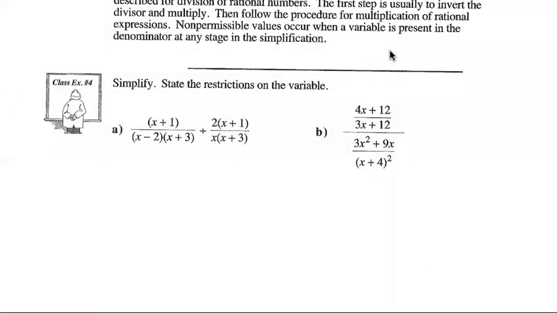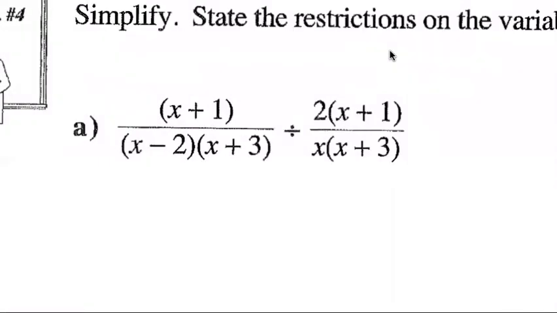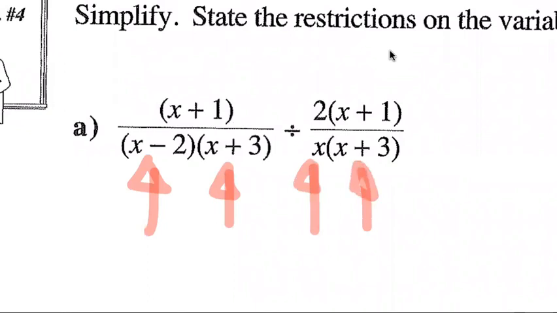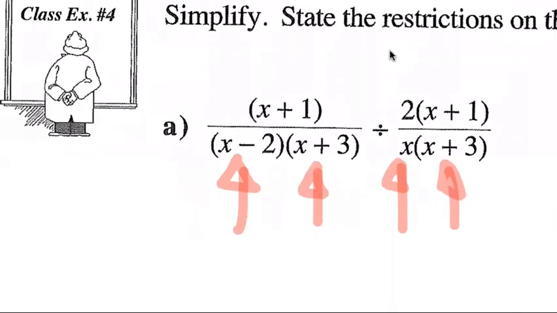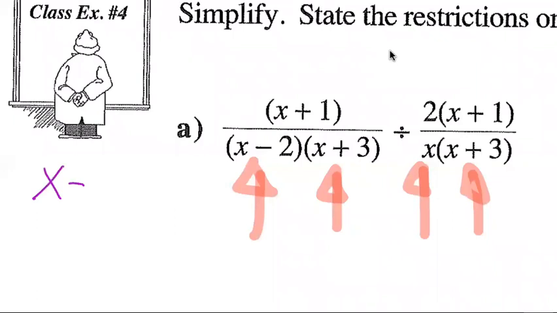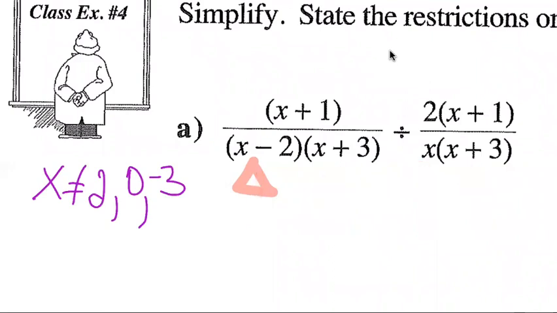So looking at example 4a, non-permissible value. Here is going to be 2. Here is going to be -3. There is going to be 0. There is also going to be -3. Okay, so x cannot equal 2, 0, or -3. Okay, easy as that to find them once everything is factored.